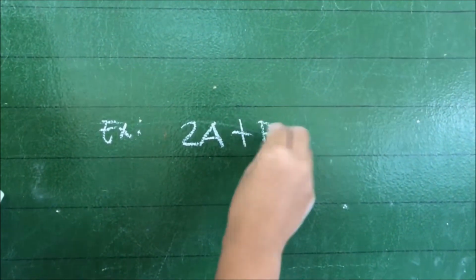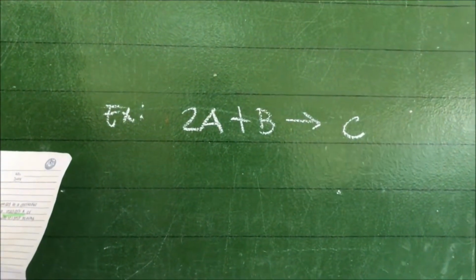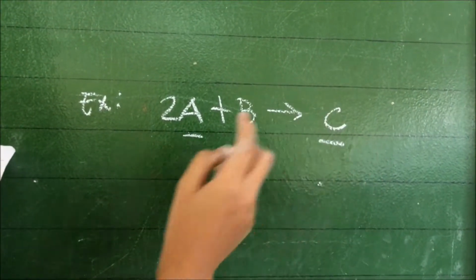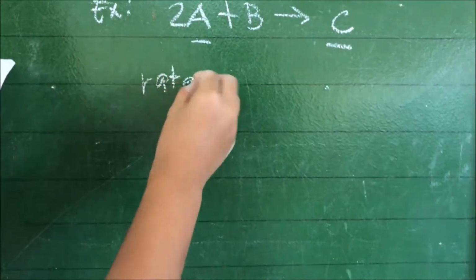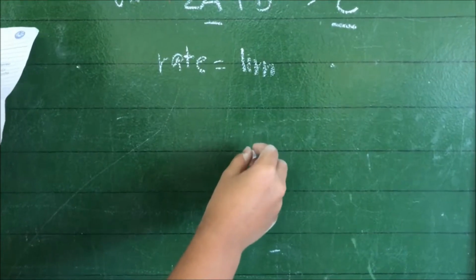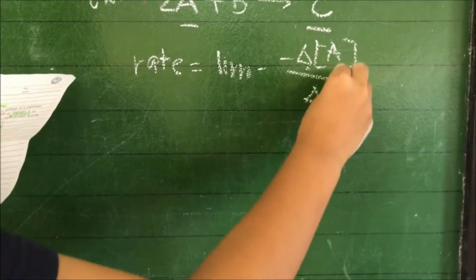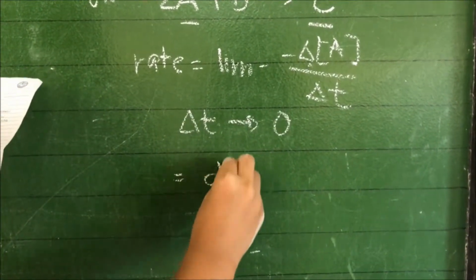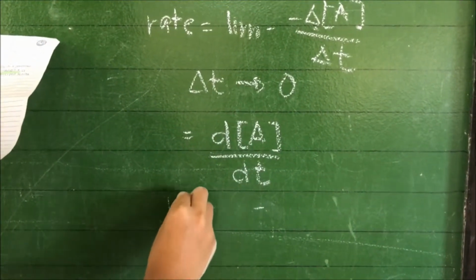For example, consider 2A plus B forms C. The reaction rate is expressed as a derivative of the concentration of reactant A, or product C, with respect to time t. In this reaction, 1 mole of C is produced from every 2 moles of A and 1 mole of B. The rate of this reaction may be described in terms of either the disappearance of reactants over time or the appearance of products over time.